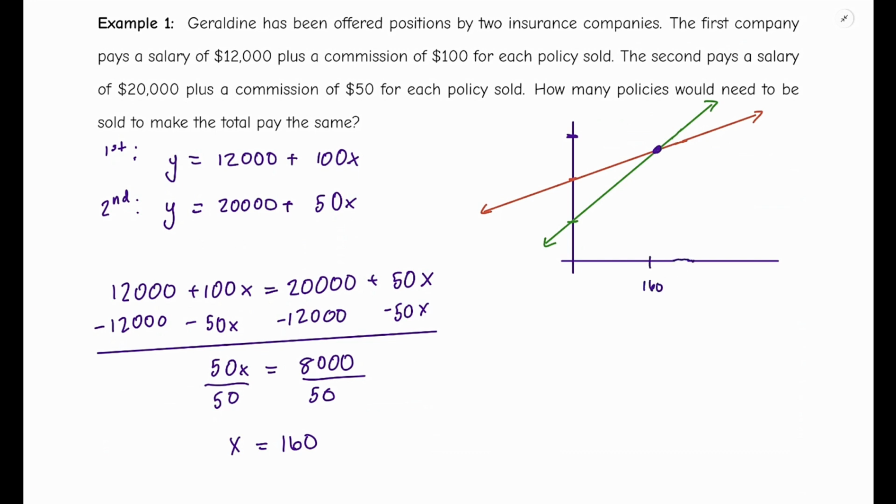Okay. Now why, even though the question didn't ask it, am I graphing it? Well, let's say I think I can sell more than 160 policies a year. Then I would want to use the first option, because that's where the green line is above the red line. But let's say I don't think I can even sell 160 policies a year. Then I probably would take the second option, because that's where the red line is above the green line. So even though this graph is not perfect, it gives me a graphical representation of when to choose which option.